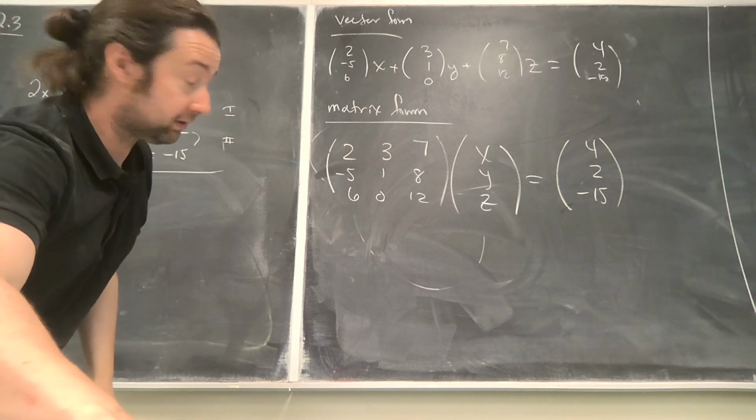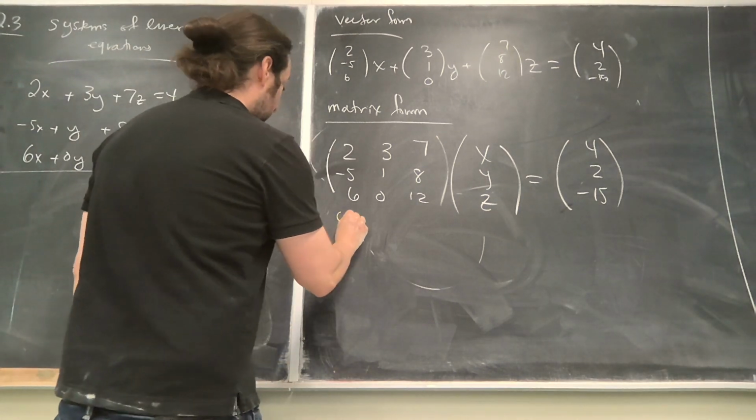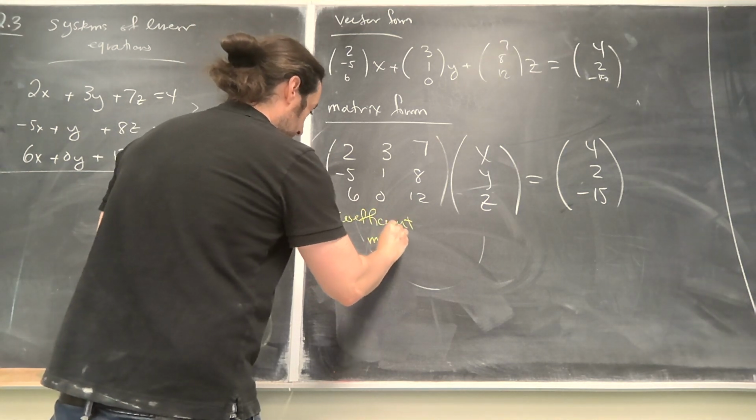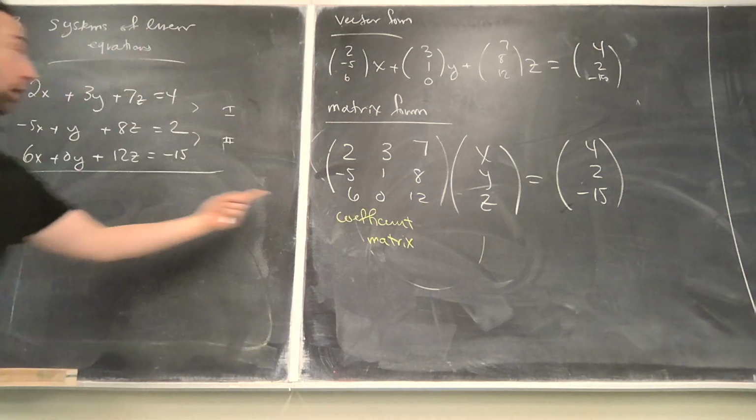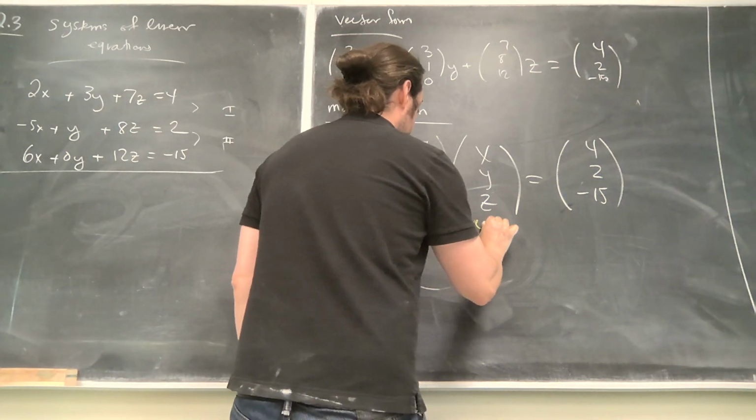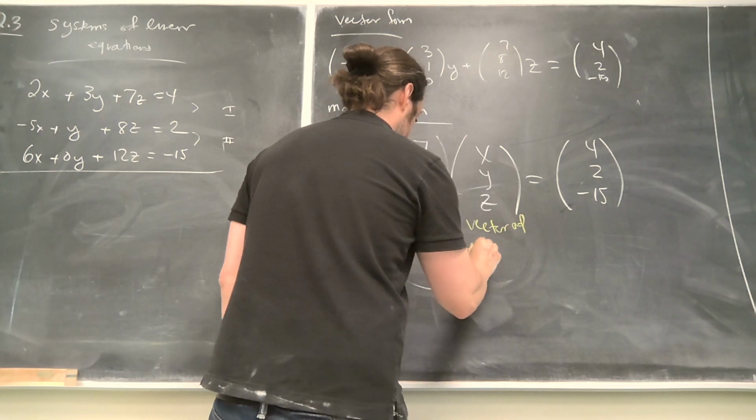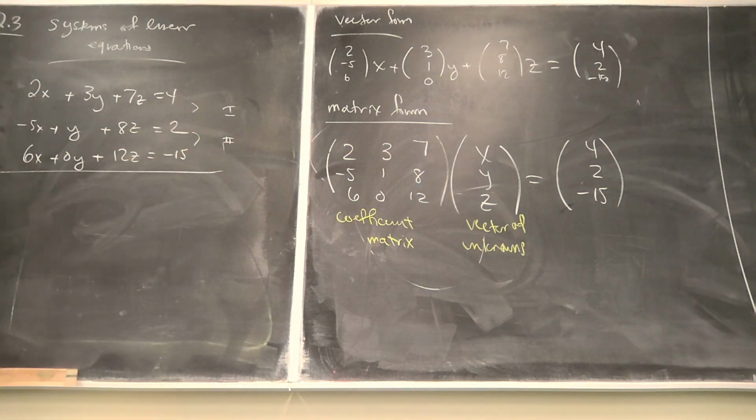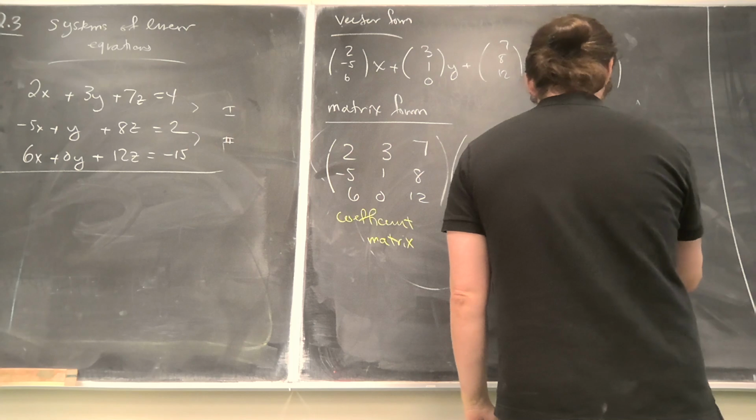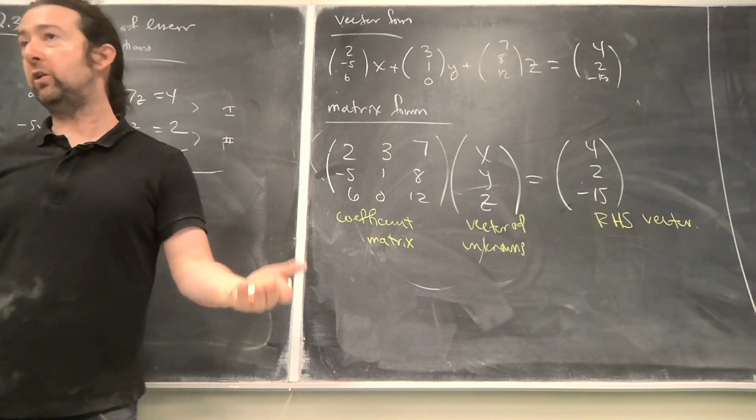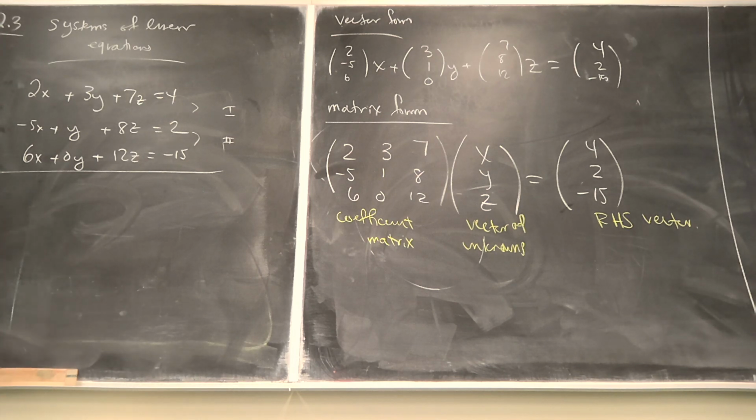Just to get some terminology here, this is called a coefficient matrix, because it's the coefficients of the variables. This is often called the vector of unknowns. And then I don't really know a consistent name for the right-hand side. Some people just call this the right-hand side vector. You might call it the vector of knowns or the output vector.